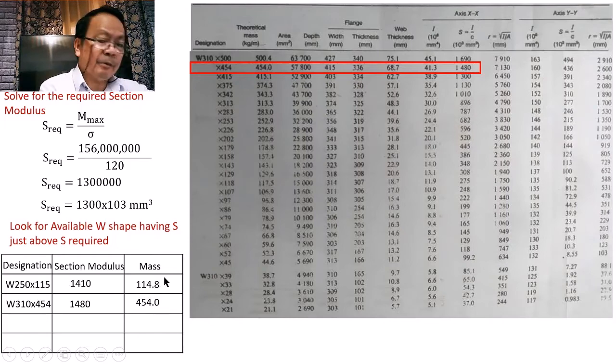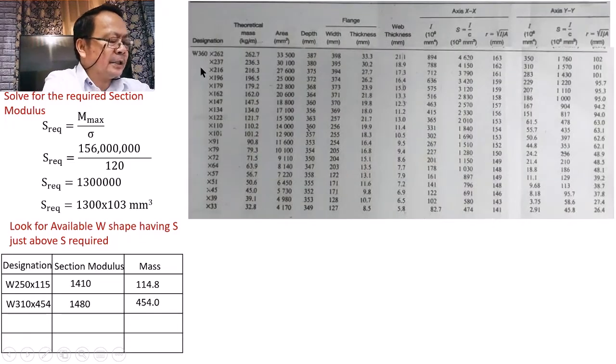Meron tayong dalawang napipili dito. So, stop na ba tayo? Hindi pa, kasi ang pinapahanap sa atin, lightest. Hindi tayo sigurado kung ito na yung 114 yung lightest, di ba? Bagamat kung ikukumpara, ang laki ng isa, 454, kumpara doon sa 114. Pero, puntahan natin yung next group. Nasa 310 tayo, punta tayo sa mas mataas, 360 ngayon.